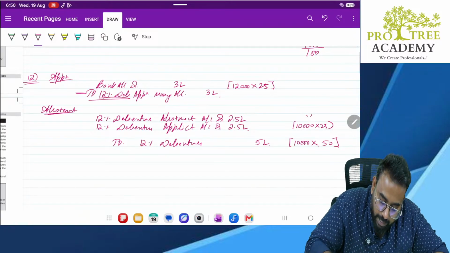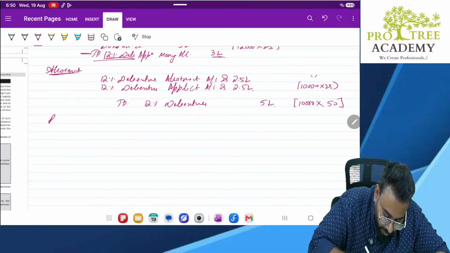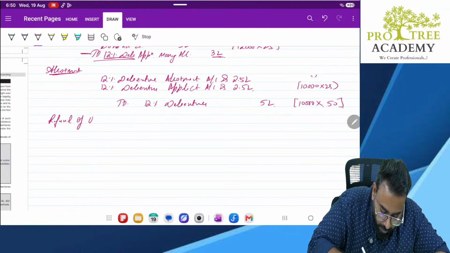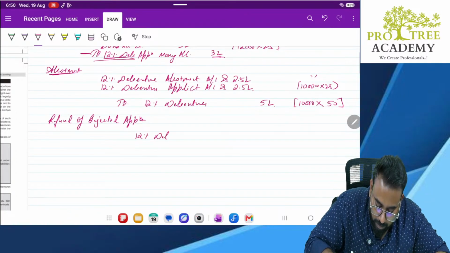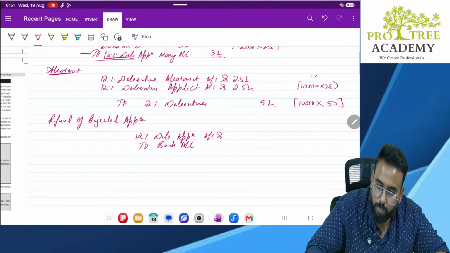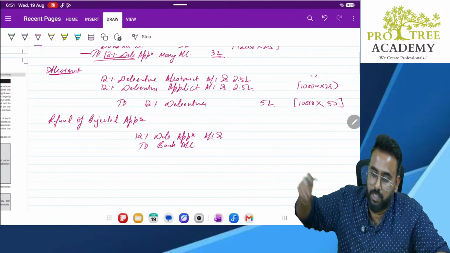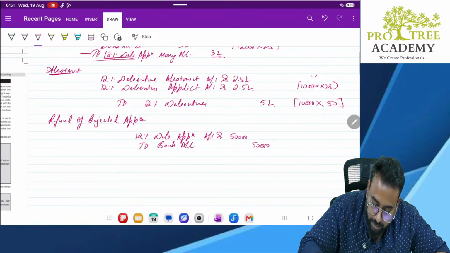See here, we collected how much? 3 lakhs. How much we reversed? 2.5 lakh. That means remaining has to be refunded on the applications rejected. A refund of rejected application: 12% debenture application account debit to bank account. Why? We are paying through bank and our bank balance will come down. If an asset reduces, it will be credited. Correct? 50,000, that is nothing but 2,000 applicants into 25 each.